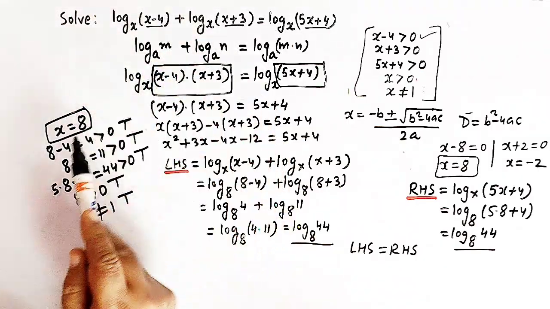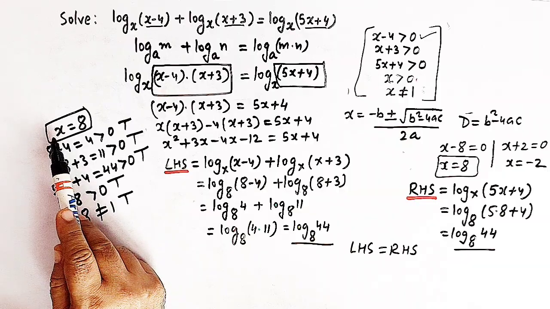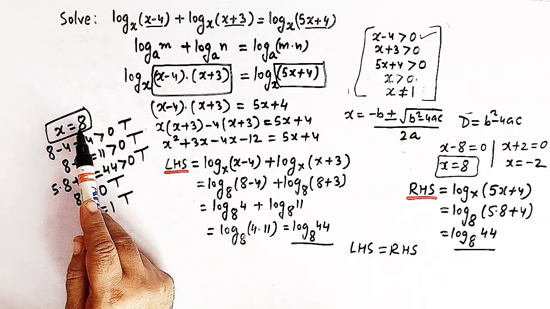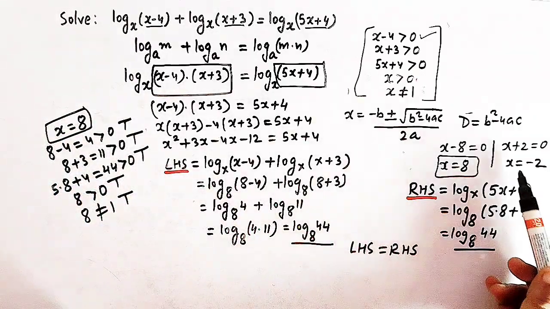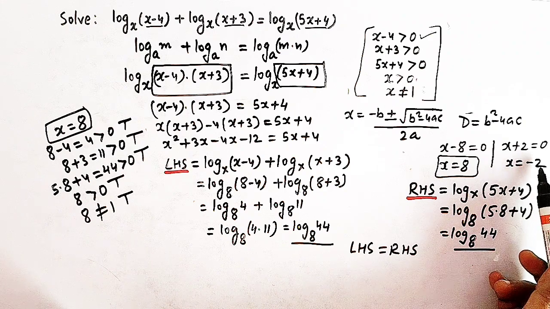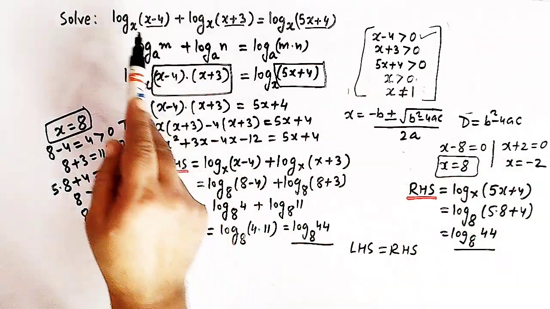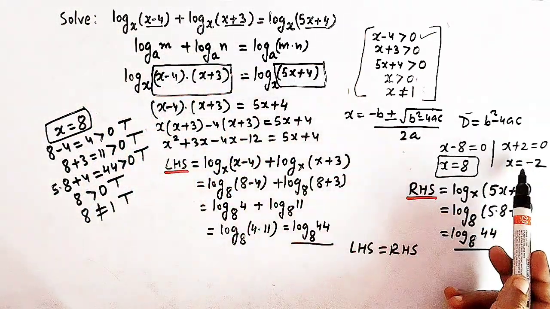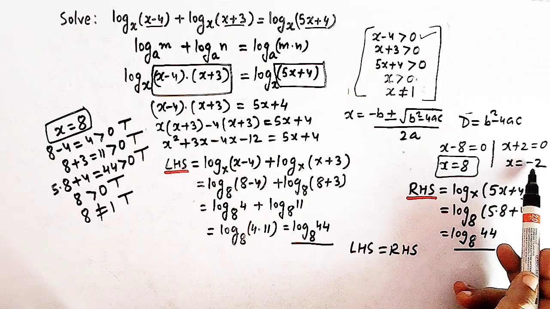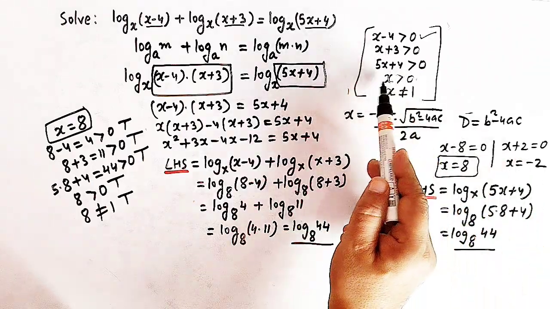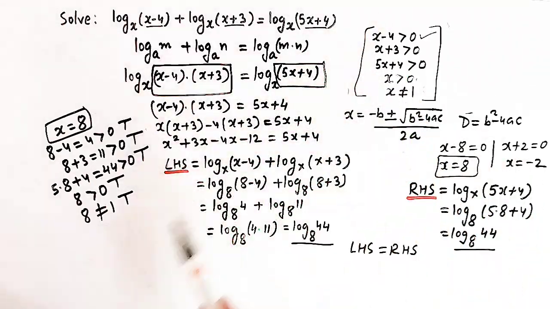So this equation has only one solution, that is x is equal to 8, and x is equal to minus 2 is not a solution of this equation, as this value of x, it does not satisfy these constraints.